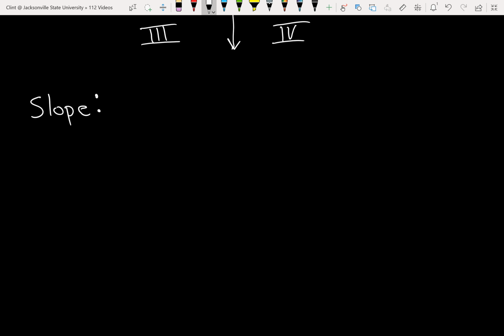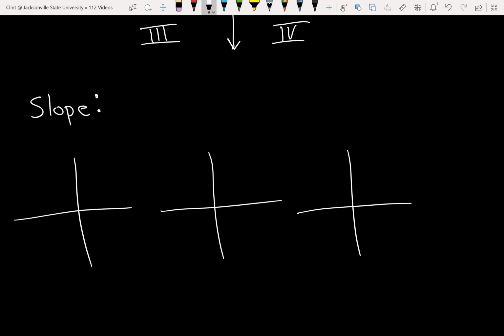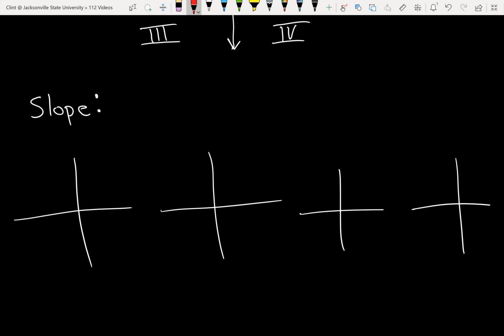So there's really four types of slope we can have. Let's see if we can fit 4 XY planes on here. I'll make that one a little smaller. Okay, so the first type of slope we can have is if we're looking from left to right. If our graph moves up, if it rises from left to right, that's what we call positive slope. And so if it increases from left to right, that's positive slope.